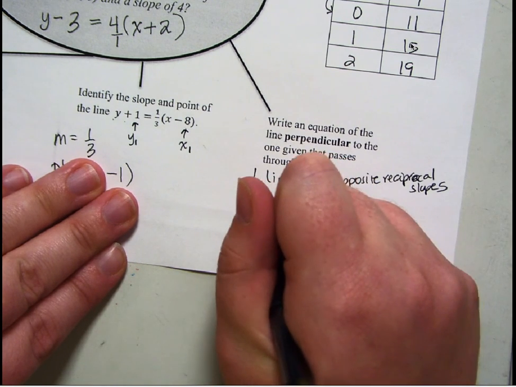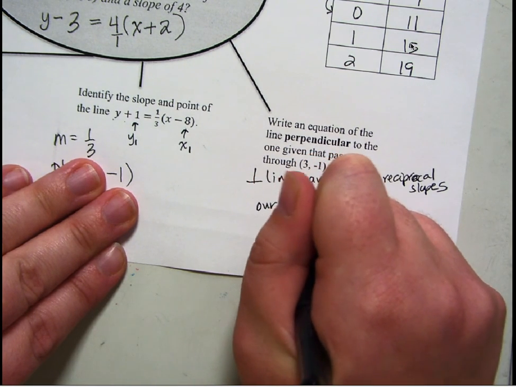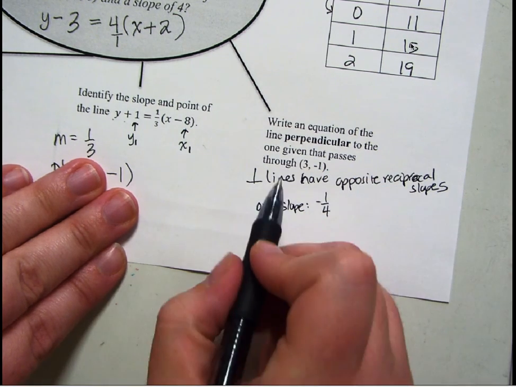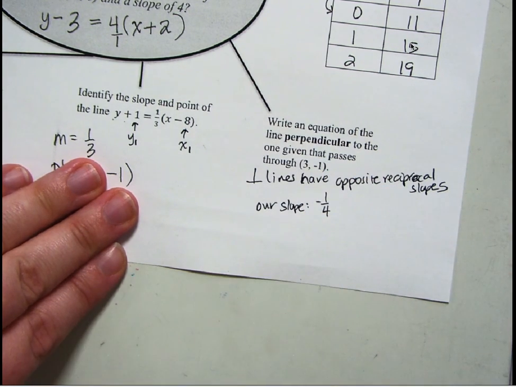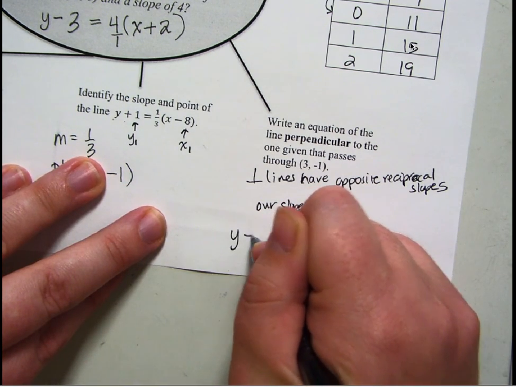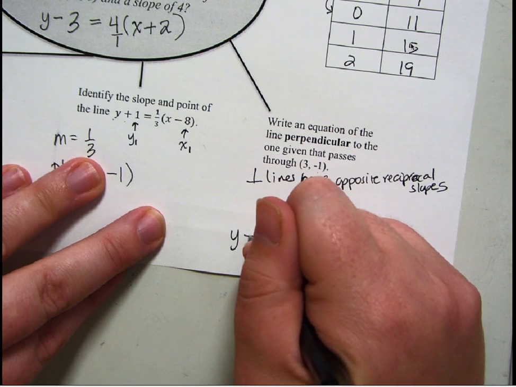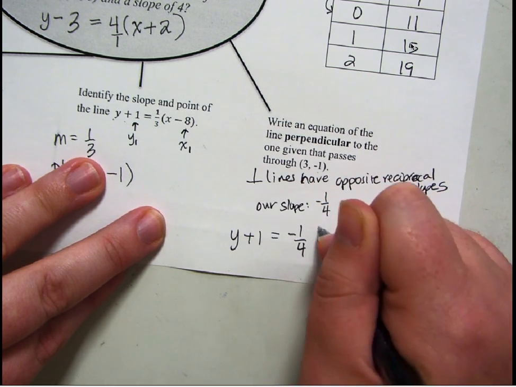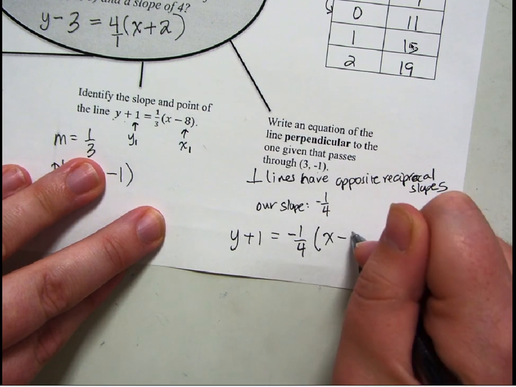So our new slope will be negative 1/4. We have our new slope. We have our new point. Just plug in our point and our slope. Y minus negative 1, so it's actually y plus 1, equals negative 1/4 quantity x minus 3.